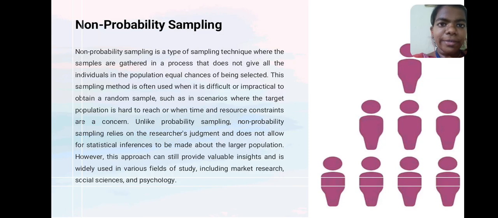Good day. So today we'll see about non-probability sampling. Non-probability sampling is a type of sampling technique where the samples are gathered in a process that does not give all the individuals in the population equal chances of being selected.